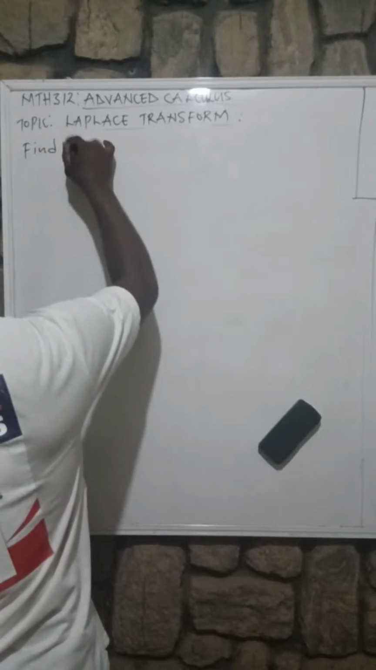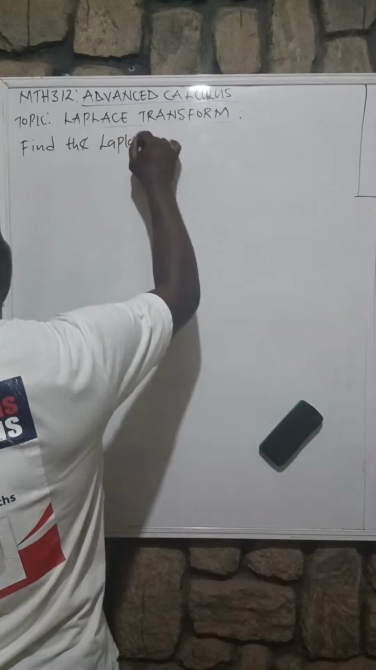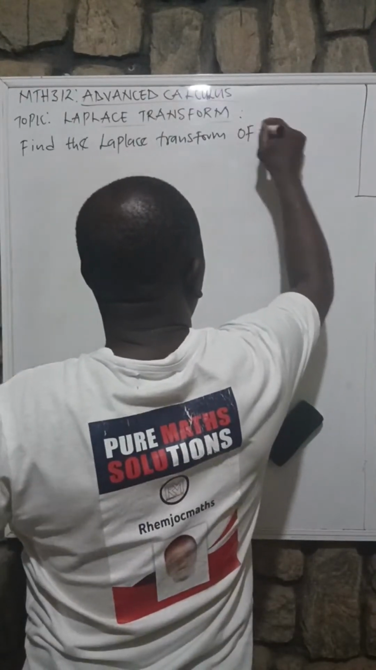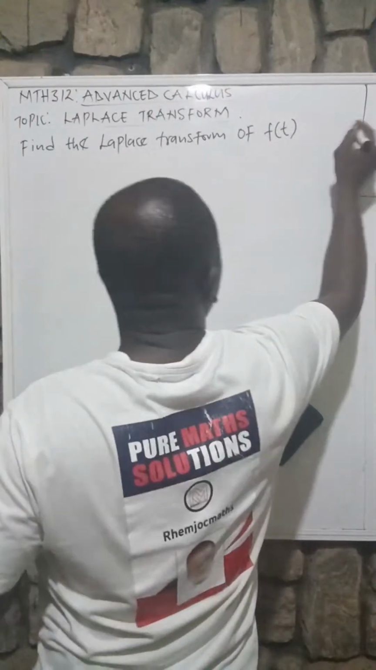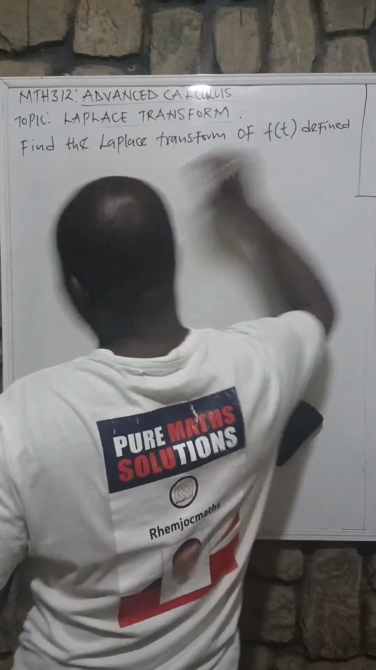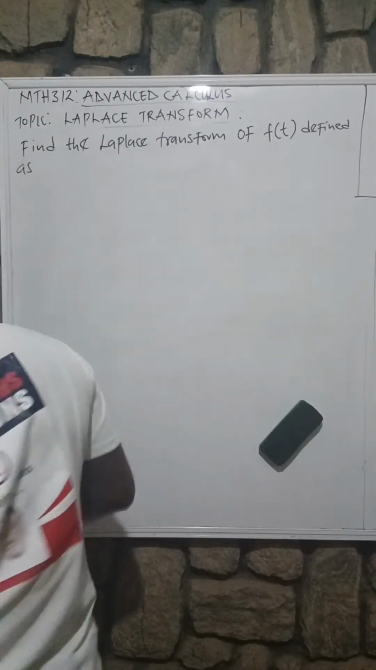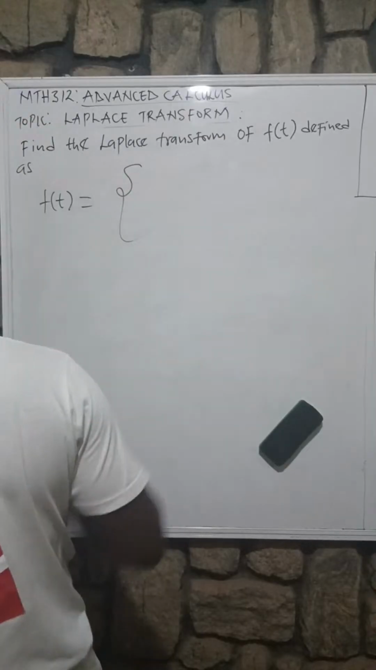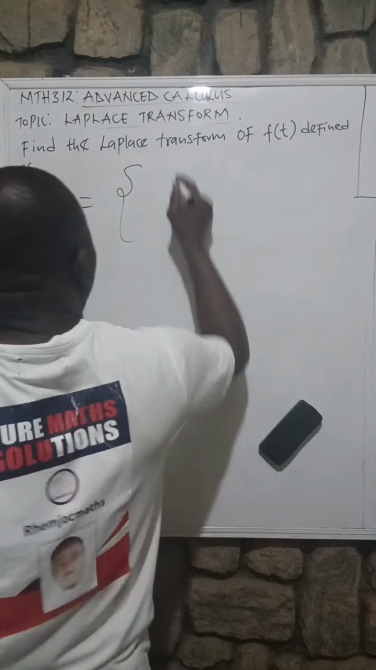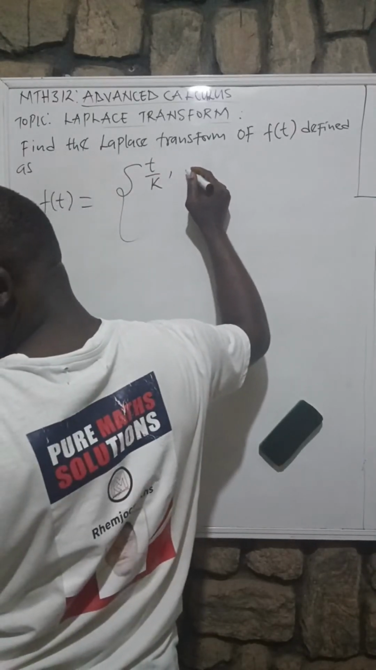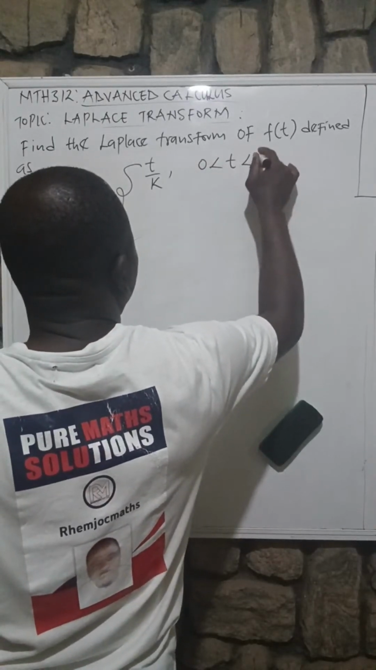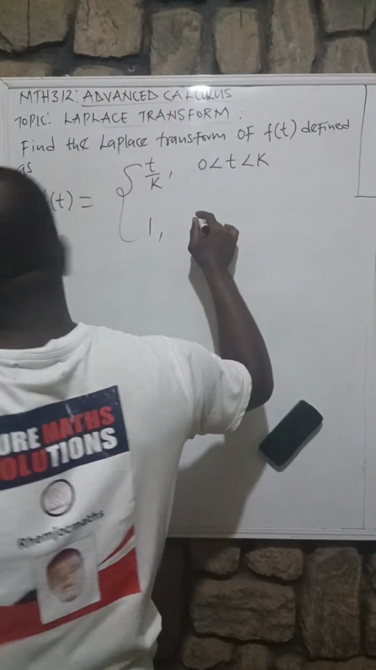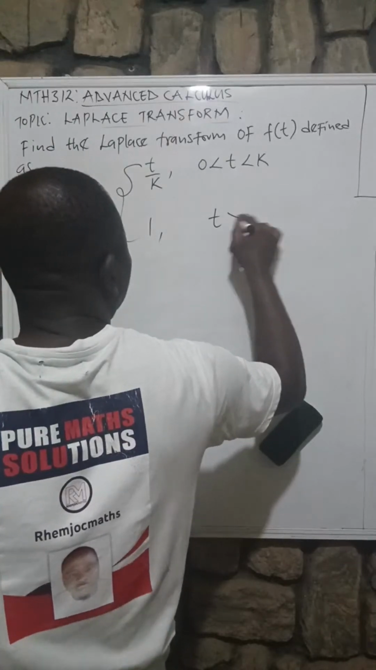Example: find the Laplace transform of f of t defined as f of t equals t all over k, for 0 less than t less than k. Then here is 1, for t greater than k.